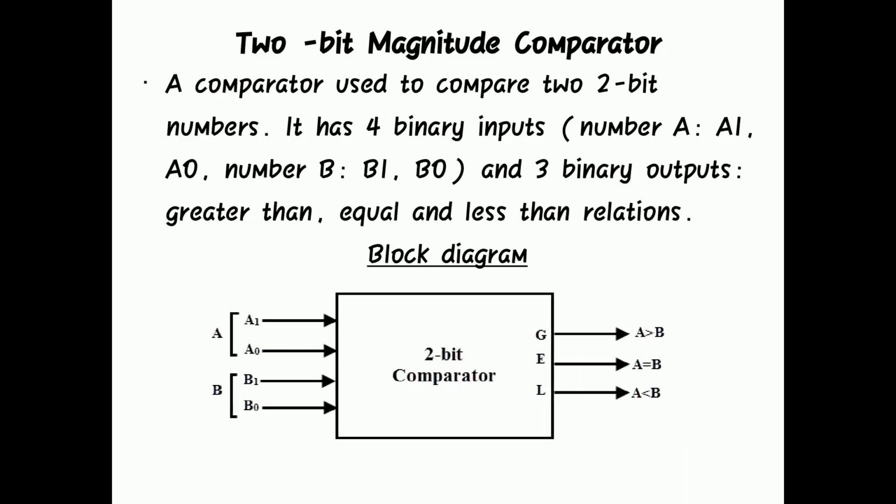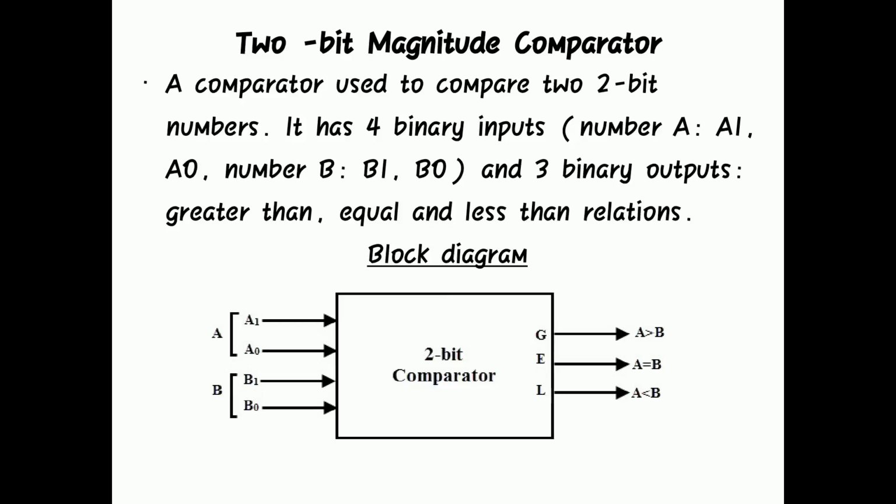Coming to the next, the 2-bit magnitude comparator. Similarly, as we know, in the 1-bit magnitude comparator we compared 1 bit of A and 1 bit of B. Here also we need to compare 2 bits of A with 2 bits of B. Consider 2 bits of A, A1 and A0, and 2 bits of B, B1 and B0. And at the right side, you have G, E, L. G is A is greater than B, E is A is equal to B, and L is A is less than B.